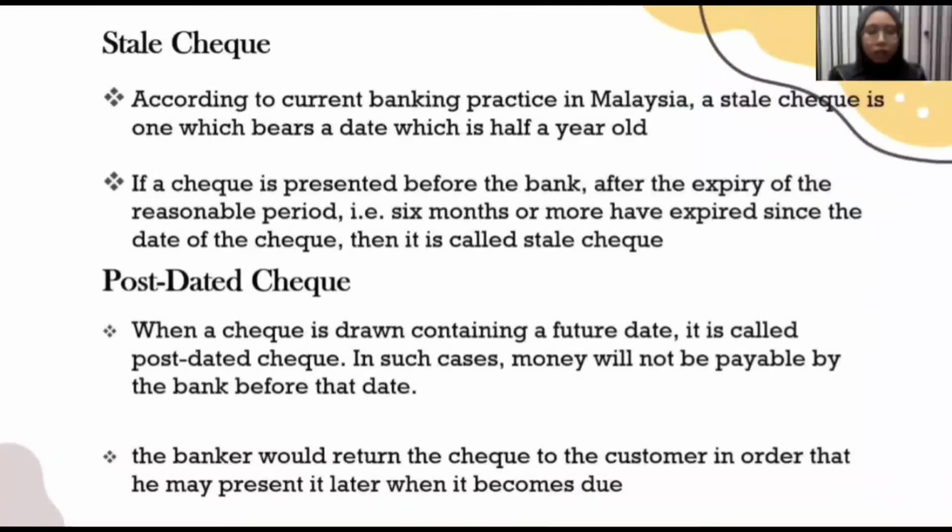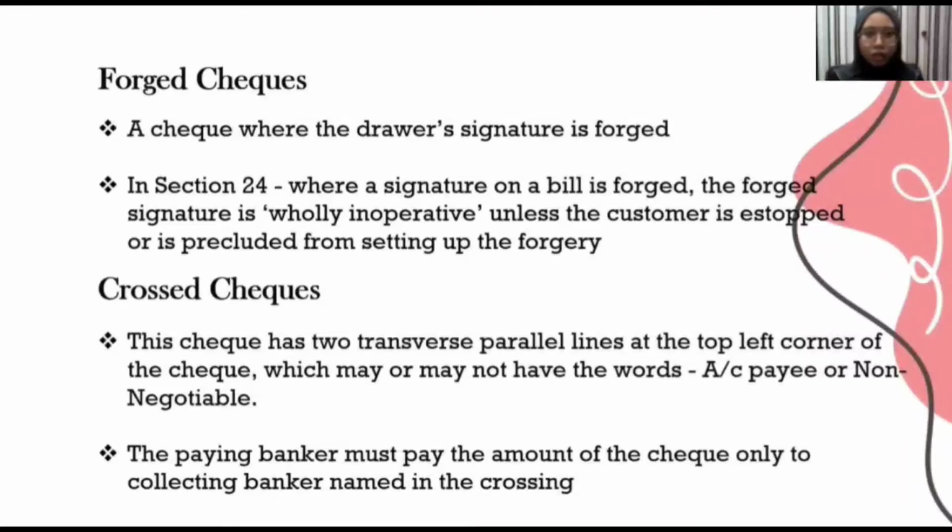Stale check. According to current banking practice in Malaysia, a stale check is one which bears a date which is half a year old. If a check is presented before the bank after the expiry of the reasonable period, for example 6 months or more have expired since the date of the check, then it is called stale check. Post-dated check. When a check is drawn containing a future date, it is called post-dated check. In such cases, money will not be payable by the bank before that date. The banker would return the check to the customer in order that he may present it later when it becomes due.